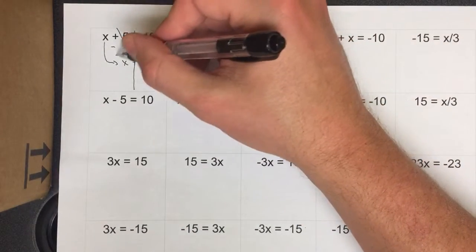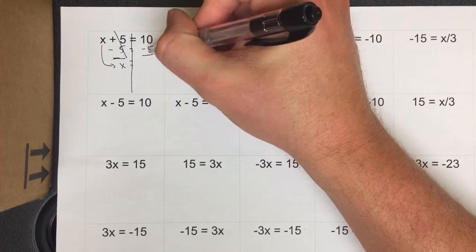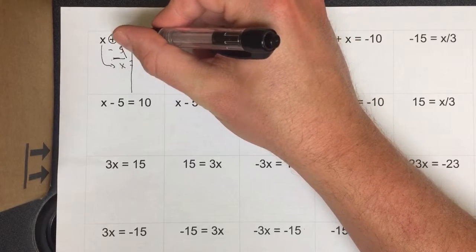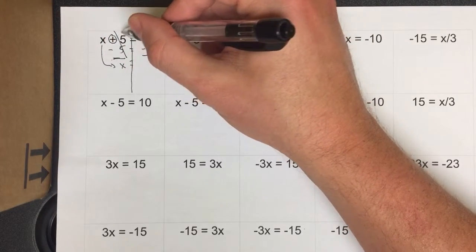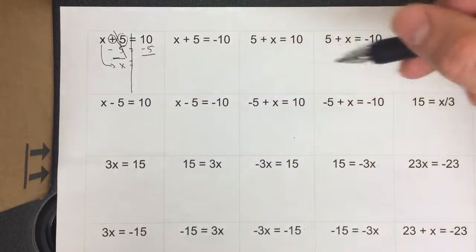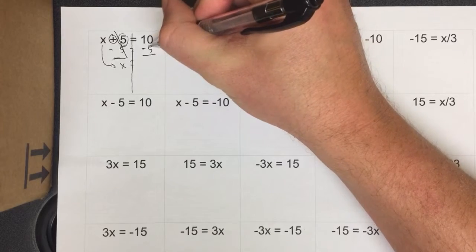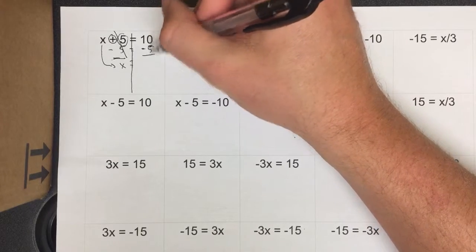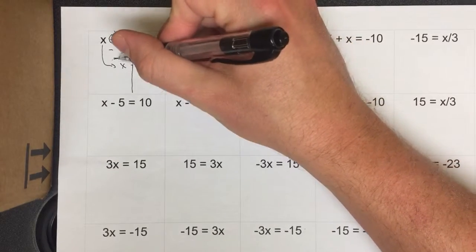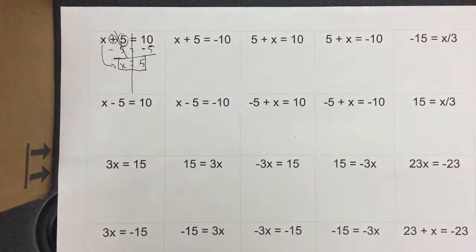Basically, -5 on this side, -5 on this side. Why? I'm going to get rid of this to get x alone. If I want to get rid of a +5, I subtract 5. That gets rid of it successfully. But rule number 2 says what I do to one side, I must do to the other. So 10 minus 5 is 5, and I have my final answer of x is equal to 5.